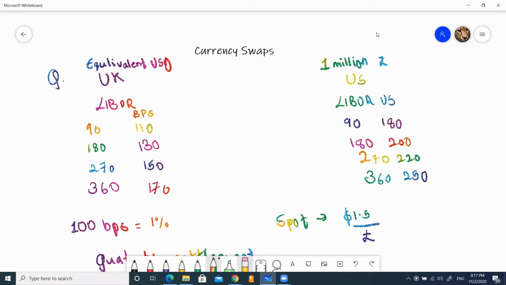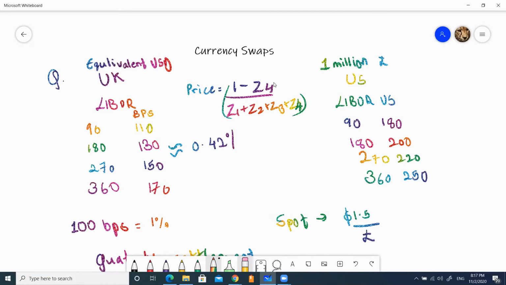Once you have found the rates and stored their values, you use the pricing the swap formula, which is the price of the swap equal to 1 minus Z4 divided by Z1 plus Z2 plus Z3 plus Z4. You use this formula and the discount factors that you've already calculated, you place them here, and then you will get a rate which is equal to 0.42%.